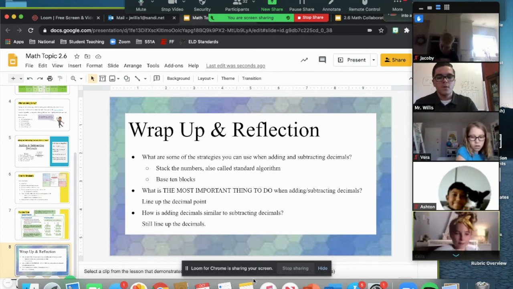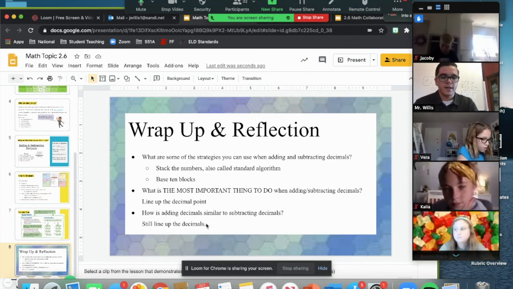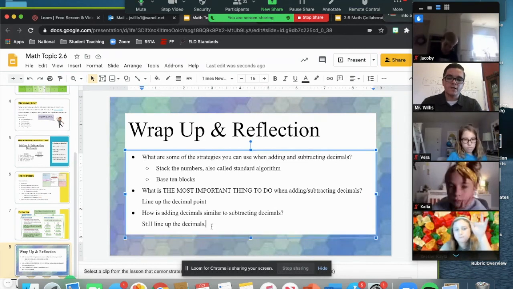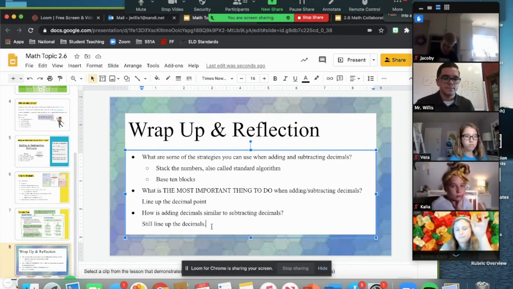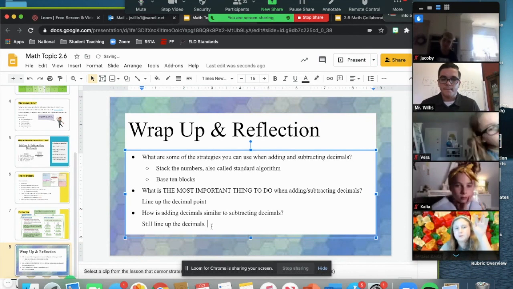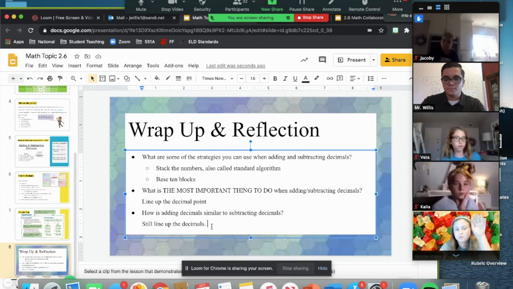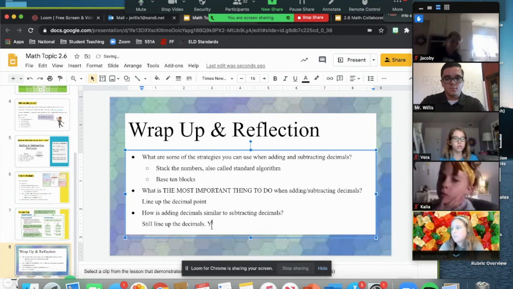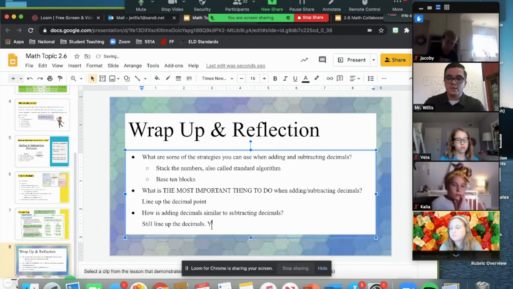Okay. So Vera said we still need to line up the decimals. We're still adding or subtracting. What about place value? Or not place value, placeholder zeros. Kayla? You don't move them at all. You can still use placeholders. They still don't mean anything. You can use placeholders. Anything else? How else are they the same?